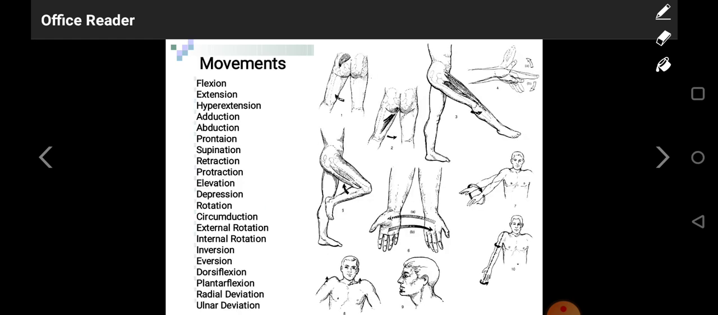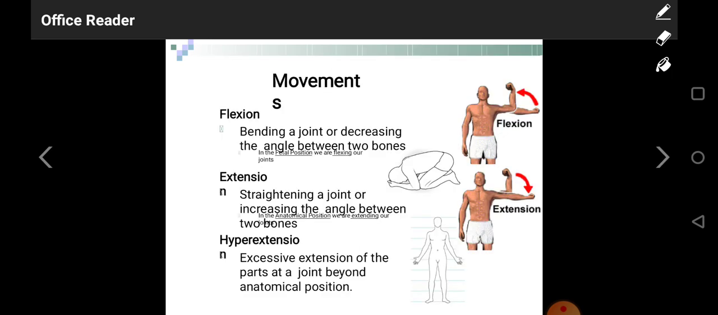The movements in our body are flexion, extension, hyperextension, abduction, adduction, pronation, supination, retraction, protraction, elevation, depression, rotation, circumduction, external rotation, internal rotation, inversion, eversion, dorsiflexion, plantar flexion, radial deviation and ulnar deviation.